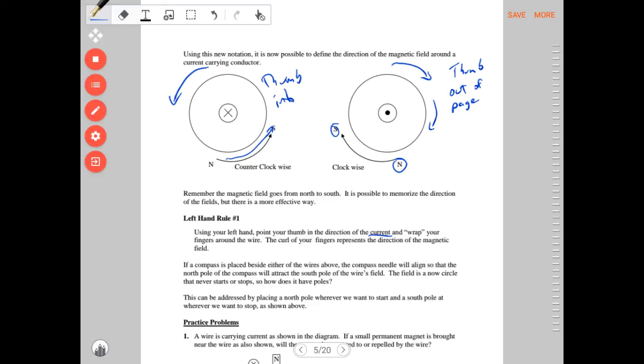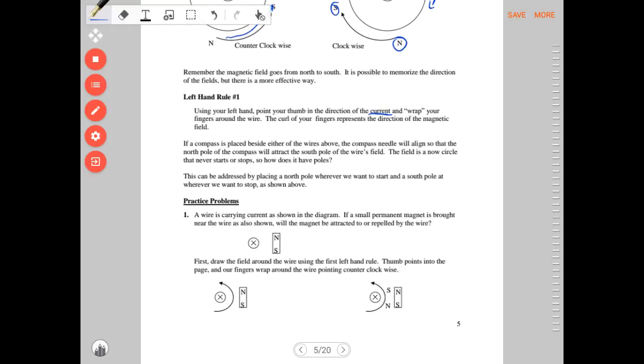Now, we're going to do an example so this will make a little more sense. Practice problem number 1. A wire is carrying current as shown in the diagram. If a small permanent magnet, like a compass needle, is brought near to the wire, as shown below, will the magnet be attracted or repelled by the wire? We use our first left-hand rule. There's the X, so our thumb points into the page, and our fingers rotate around this way.